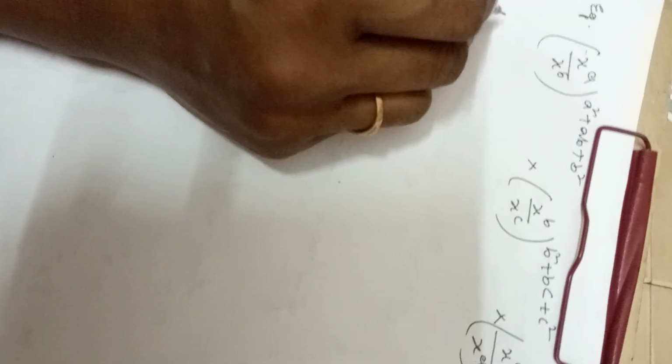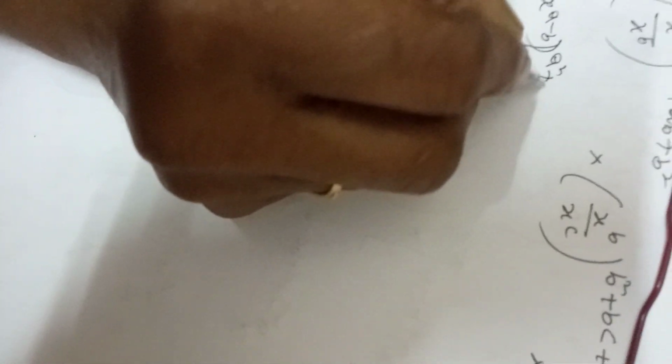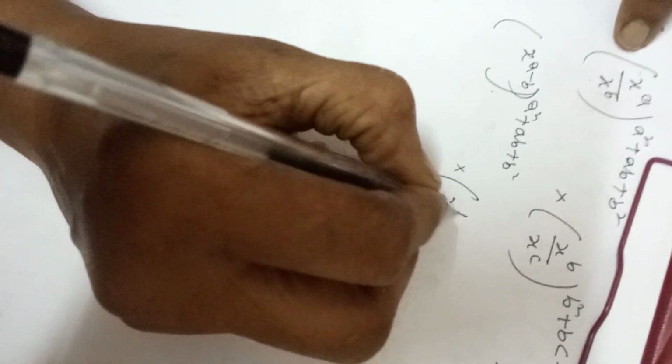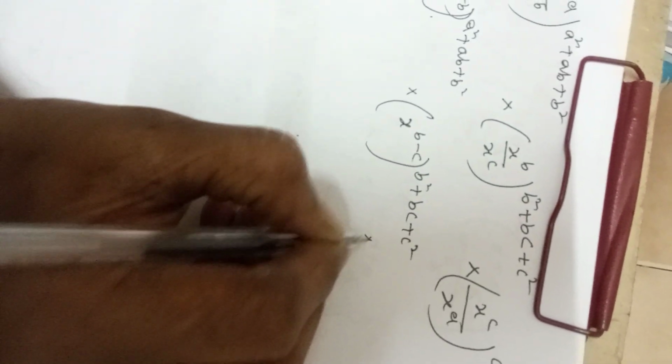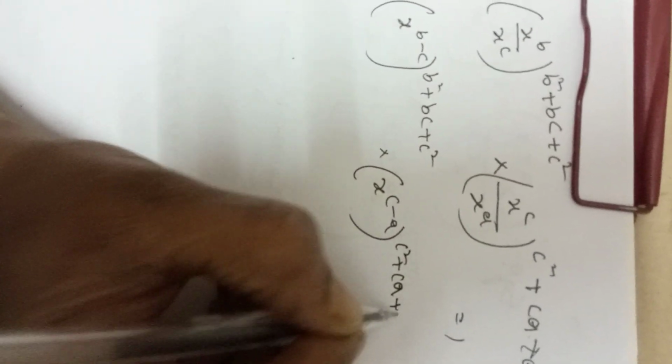Now this is the question, be careful. The only thing is which formula we have to use, that should be remembered. Mainly the formula you have to learn, whichever I am putting in the bracket. Here first simplify the bracket, that is x to the power of a minus b, sorry, raised to the power a square plus ab plus b square. Now this we have already learned similarly, b minus c, so b square plus bc plus c square, x to the power of c minus a, c square plus ca plus a square.